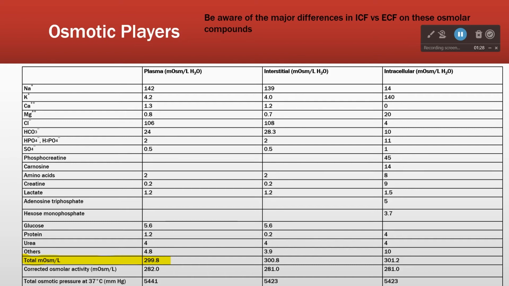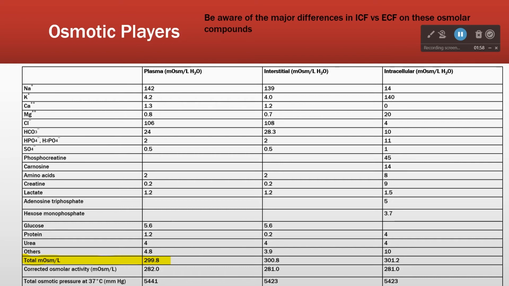The reason we call it normal saline is because it has that 300, right? It has normal osmolarity, right? And the concentration is 0.9%. Now, what that percent means, it's grams per deciliter. So it's 0.9 grams per deciliter. Gives you 300 milliosmoles per liter.